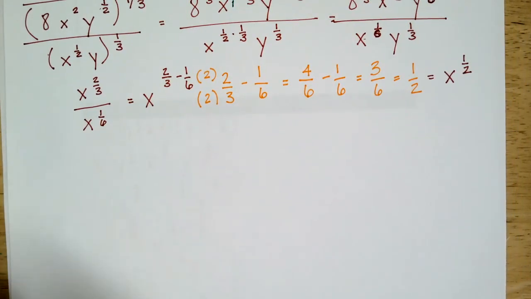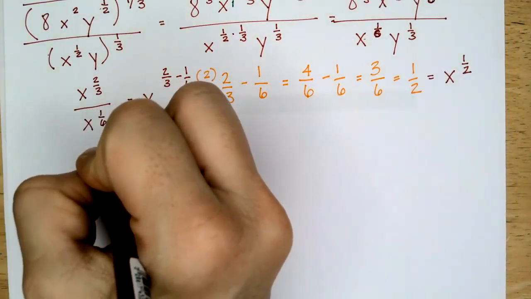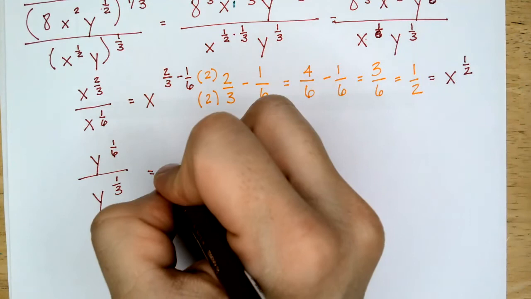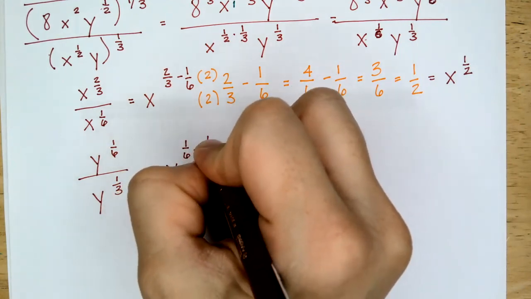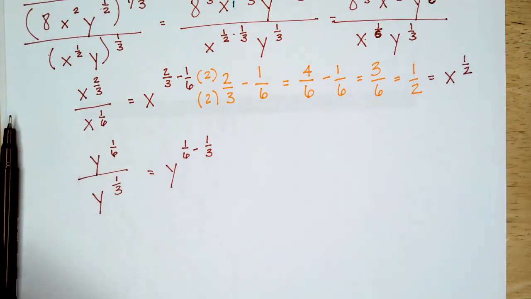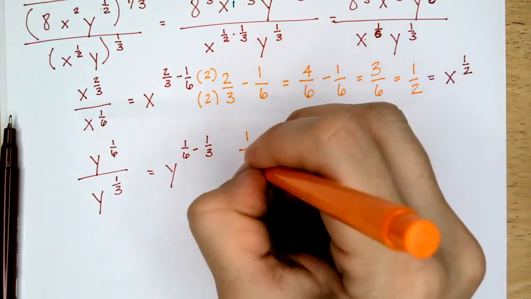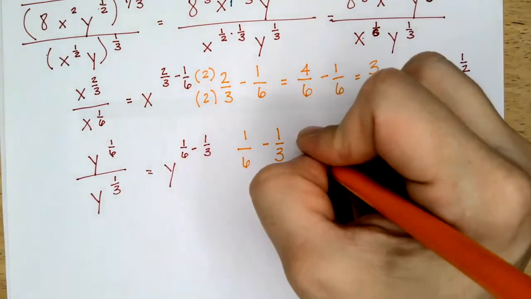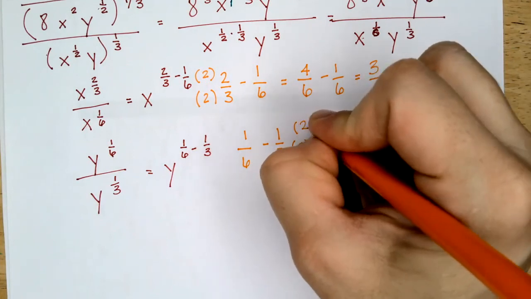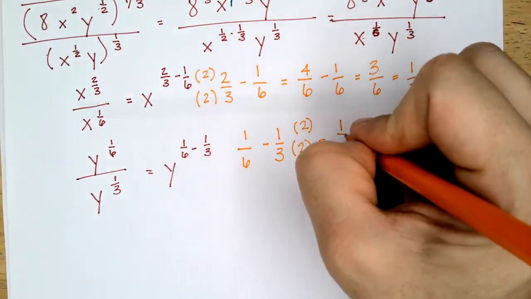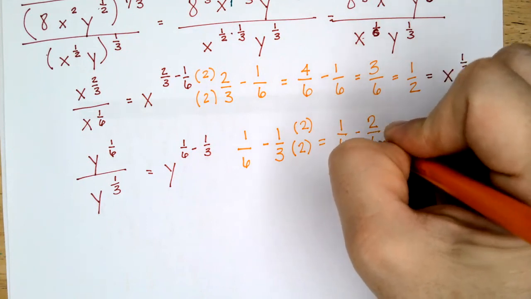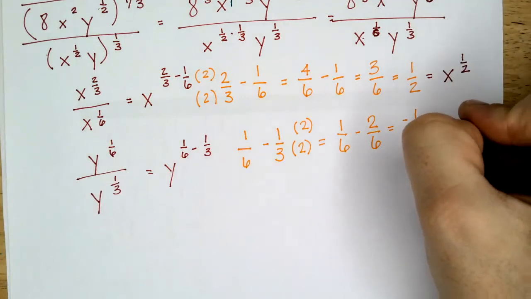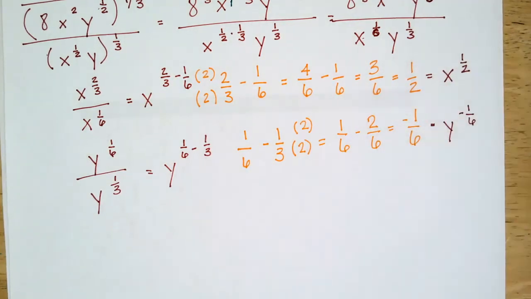Let's do the y's. We have y to the 1/6 over y to the 1/3, which becomes y to the 1/6 minus 1/3. So now for our fraction, we have 1/6 minus 1/3. We need common denominators, so I'm going to multiply this side by 2 to get 6 in the denominator. Now I have 1/6 minus 2/6, which is a negative 1/6. So that becomes y to the negative 1/6.